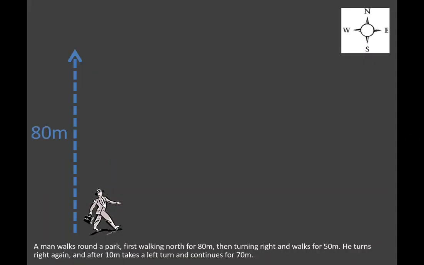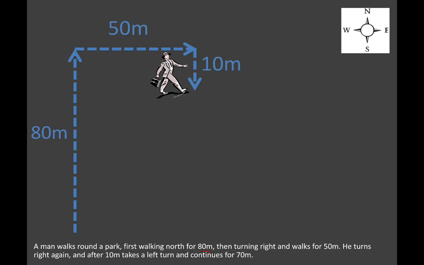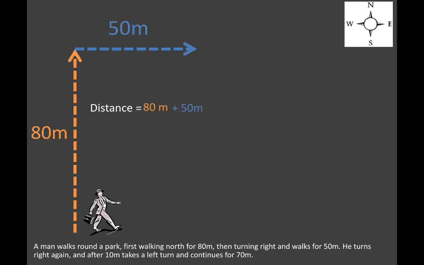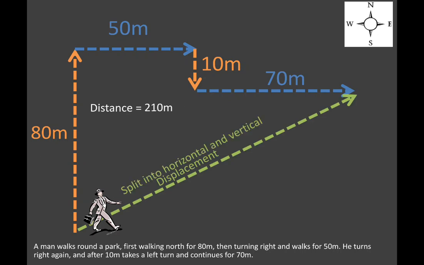Let's solve another, more complicated question. A man walks around the park, first walking north for 80 meters. Then turning right, he walks for 50 meters. He turns right again, and after 10 meter takes a left turn and continues for 70 meter. Now, if you want to find the distance, of course, it's going to be the total: 80 plus 50 plus 10 plus 70 is equal to 210 meter. That's the total distance he walked.